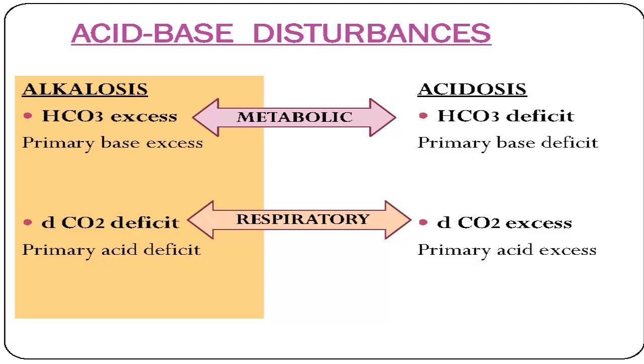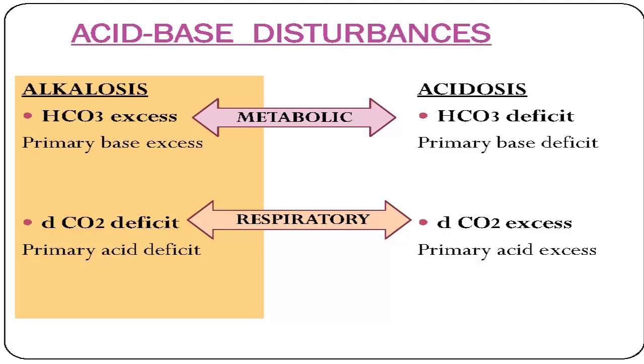But when the alkalosis results from the primary acid deficit, then it is respiratory. Now, what is the primary acid in our system? That is the dissolved carbon dioxide. And you all know that the dissolved carbon dioxide depends on the functioning of our respiratory tract. So, it is respiratory alkalosis when there is low dissolved carbon dioxide level in our system. That is the primary acid deficit. So, metabolic alkalosis and respiratory alkalosis is clear.